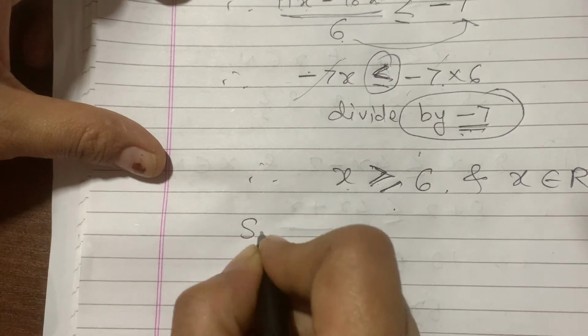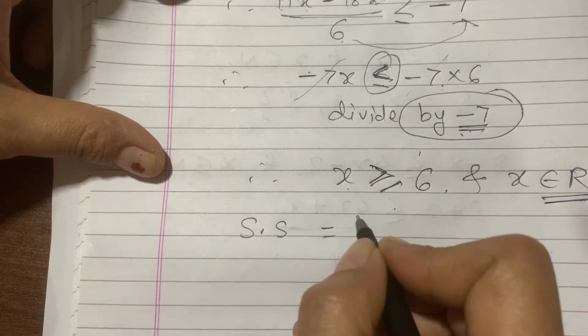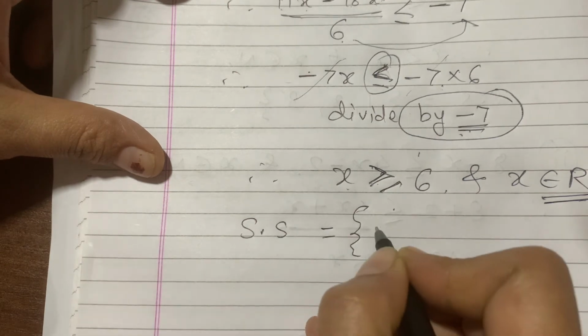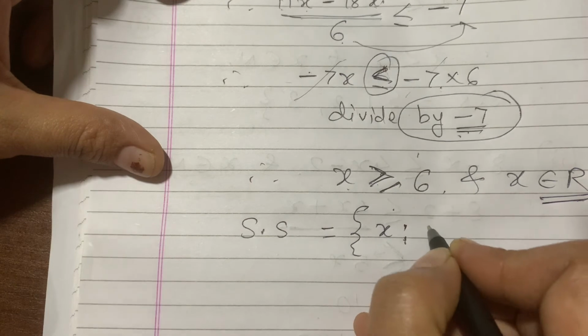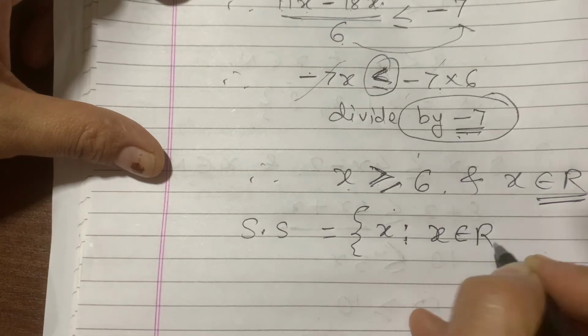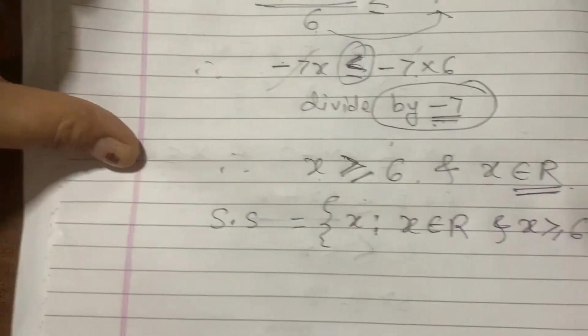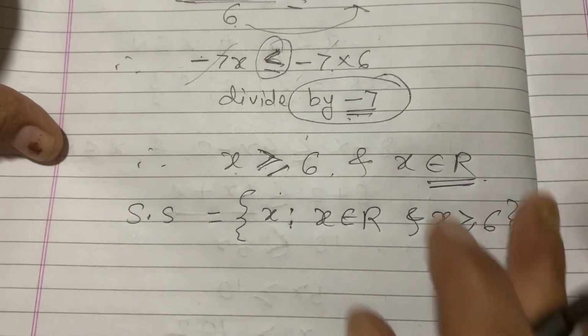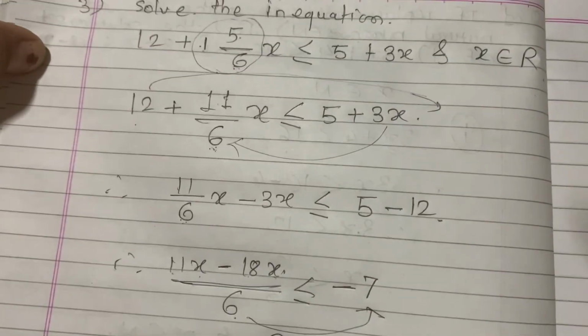How to represent the solution set? Solution set for the real numbers should be in the set builder form. Meaning, these values of x are such that x belongs to real numbers and x is greater than or equal to 6. So this is nothing but the solution set for this given example. I hope all of you understood this example.